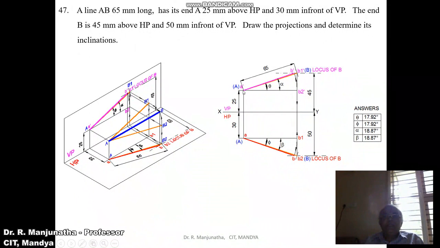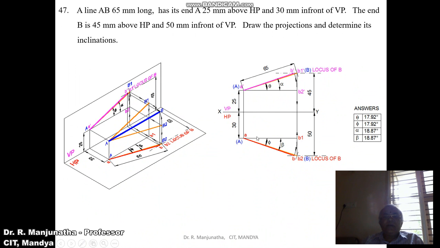So we know that this is the true length in HP, the front view line in true length. Similarly, this is the top view line in true length. So to find out the top view, we have to consider the front view true length. This is the front view true length, that is A dash B1 dash. Obviously that should be parallel to the XY line in the top view.